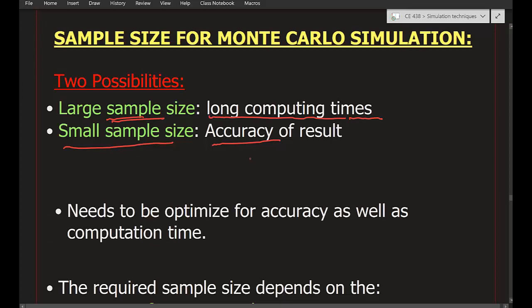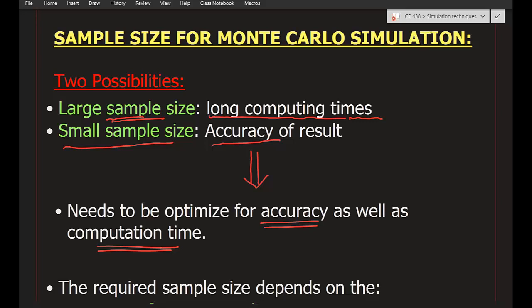So basically, we need to look for something in between. That is, we have to optimize, or look for a solution that gives a reasonable accuracy as well as a good amount of computation time. So basically both should be relatively small, and we should have an accurate solution as well as a small computation time. This is the idea we will discuss in this class: how we find the optimum sample size for a given problem using Monte Carlo simulation.